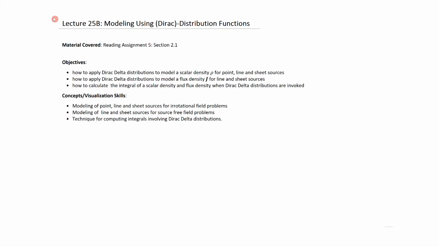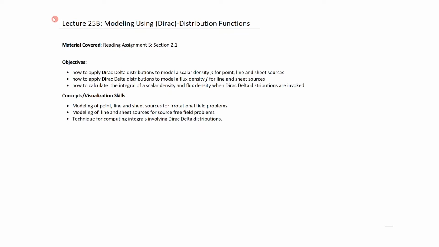So the objectives are to figure out how we can apply the Dirac delta distributions to model a scalar density rho for point, line, and sheet sources, how to apply Dirac delta distributions to model a flux density J for line and sheet sources, and how to calculate the integral of a scalar density and flux density when Dirac delta distributions are invoked.